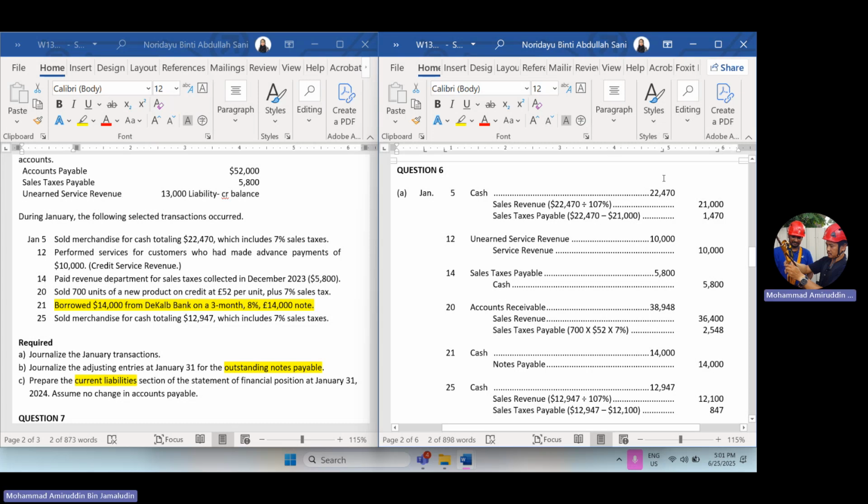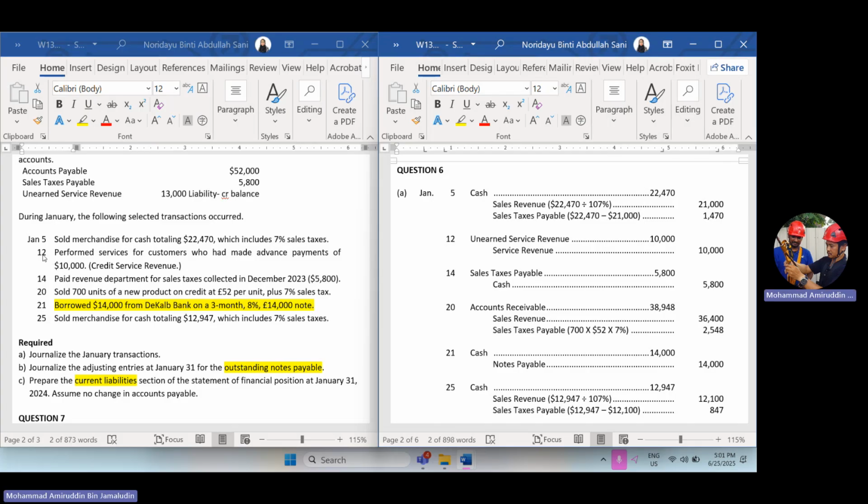So the tax, we collect 22,470 from the customer. So the difference is actually the sales tax. Or you can proceed also with the computation. 107% equal to 22,470, 7% equal to X. Then cross multiplying as usual. Maths. Okay? So you get 1,470. That's all. So clear cut, you need to know whether this amount stated in the question is already included the sales tax or not?